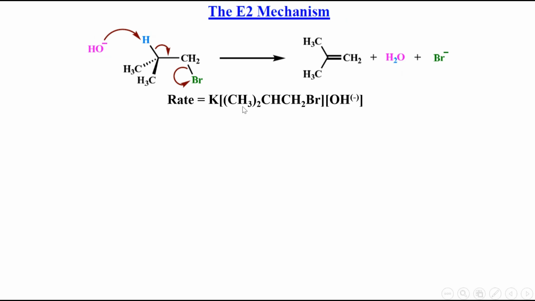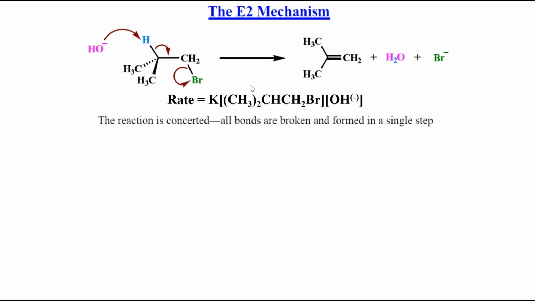The rate of the reaction is dependent upon both the concentration of the alkyl halide, that is the substrate, and the base. It occurs in a single concerted step. Bond making between the two carbons, bond breaking between the hydrogen and carbon, bond formation between H and OH, and bond breaking between carbon and halogen take place simultaneously in a single step.